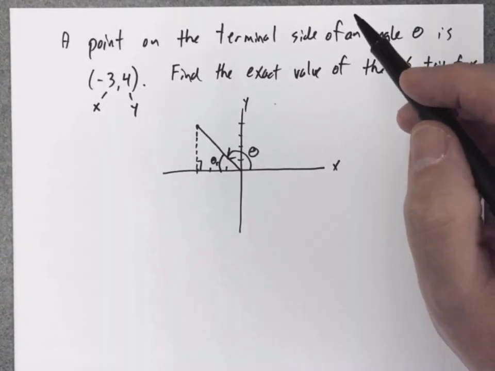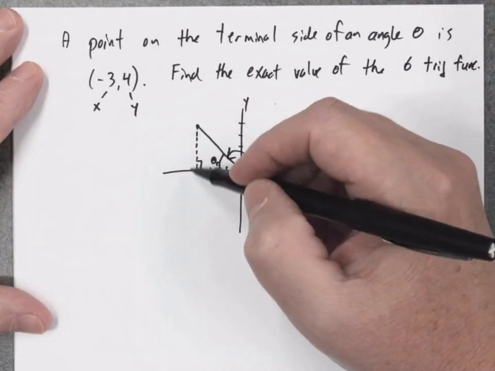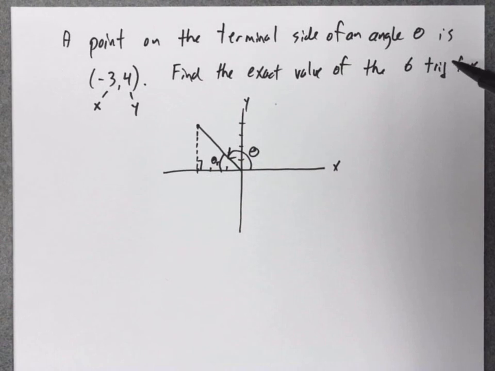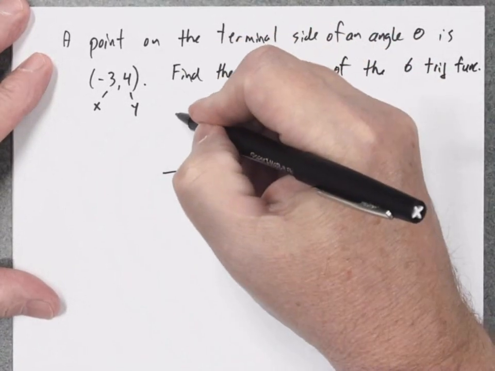Now the key is I'm going to use this right triangle in a minute to figure out the 6 trig functions, and I should say to figure out the numbers, the values of the 6 trig functions. However, after I figure out the values or the numbers for the trig functions, I then have to attach whether it should be a positive or negative number. And that's going to be dependent upon which quadrant we're in.